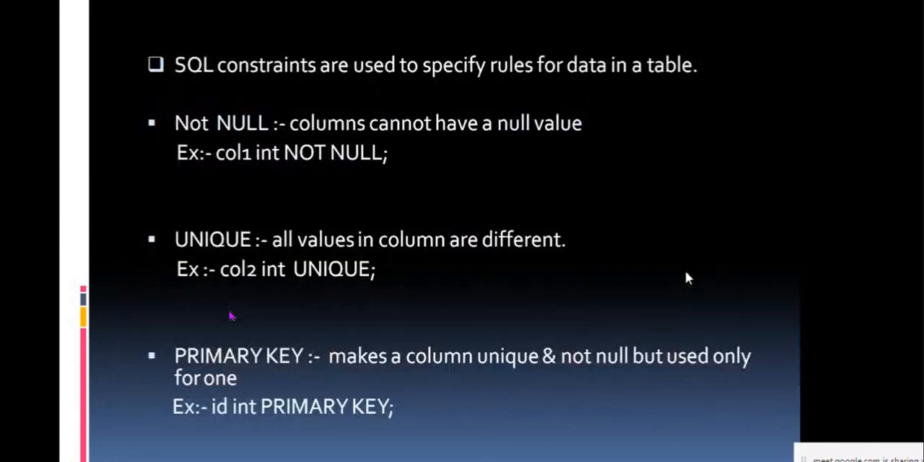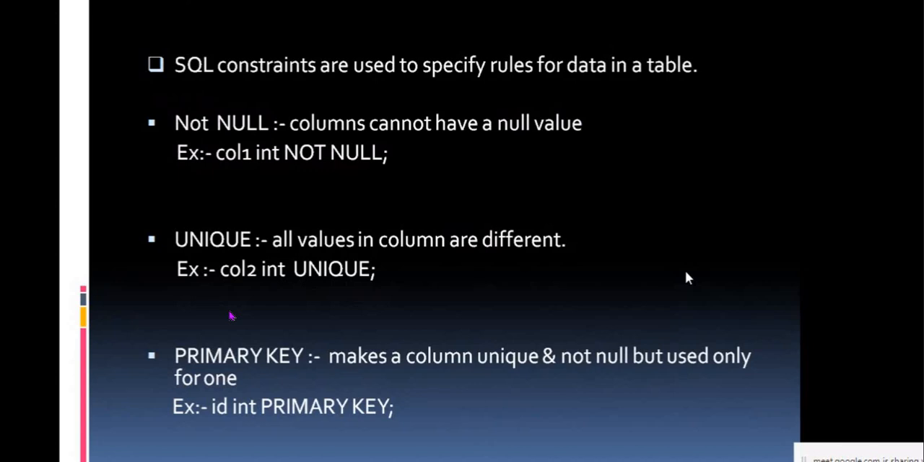And the last one is constraints. SQL constraints are used to specify rules for data in a table. There are 5 constraints. The first is not null, so a column cannot have a null value. For example, we write column 1 int not null. So here we have to add a value in it, because the data should not be null.